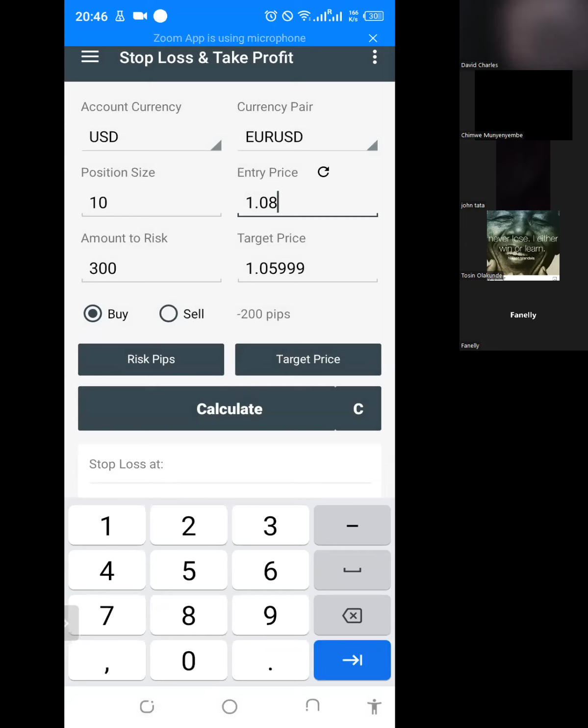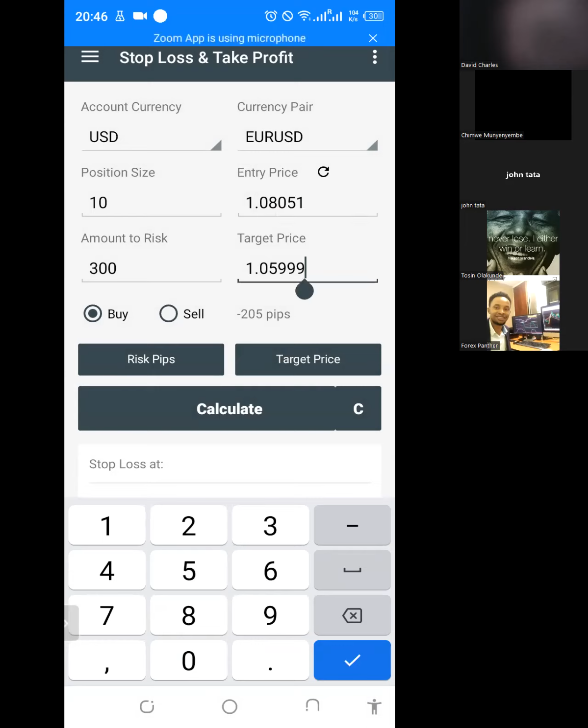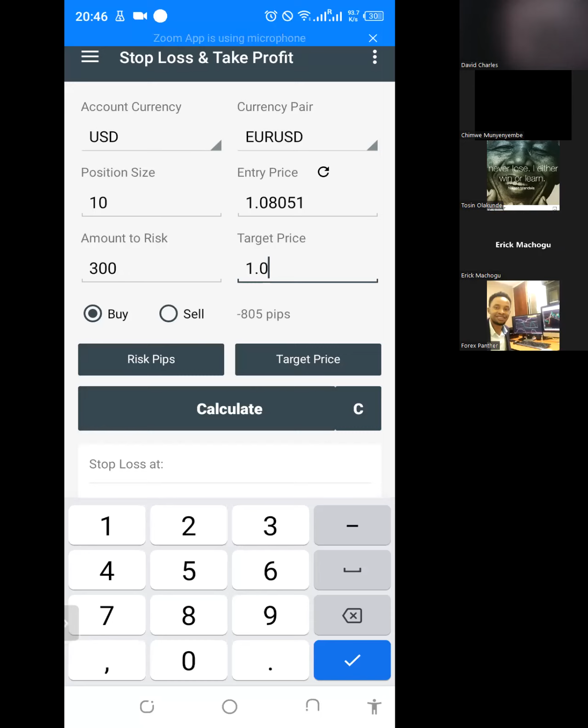Okay, 1.08051, and our target price was how much? Someone to tell me what our target price was. Yeah, 8570. Good. Thank you so much. I love what you're doing.